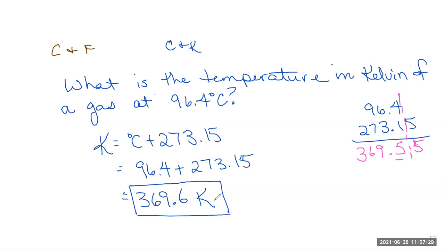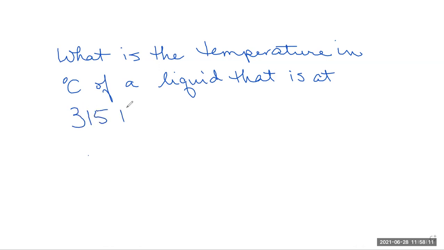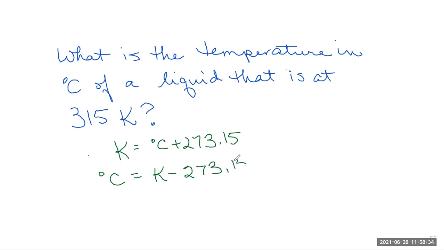All right, let's go the other way. So what is the temperature in degrees Celsius of a liquid that is at, let's say, 315 degrees Kelvin. Okay, we know our formula is that Kelvin is equal to degrees Celsius plus 273.15. So you can plug in your numbers here, or we'll just subtract 273.15 in our equation first, and then plug in our numbers.